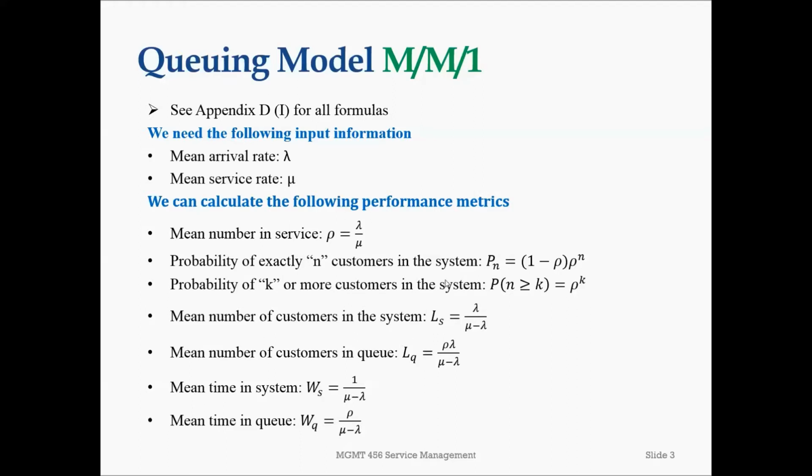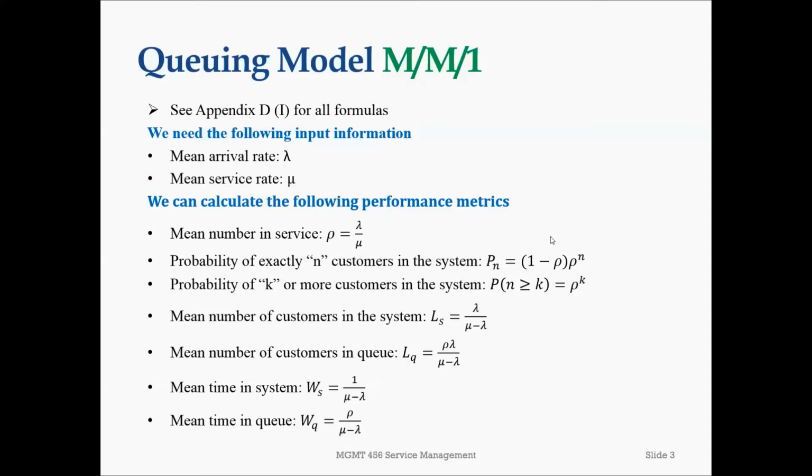Again, there are three types of questions. One is about probability, using these two formulas. The second asks for the number of customers, either in the system or in the queue. The last is about time, either the time in the system, WS, or the time in the queue, WQ. So these are the formulas we might be able to use.